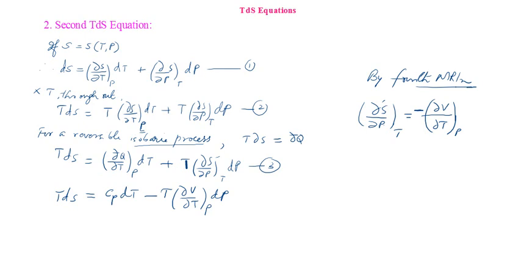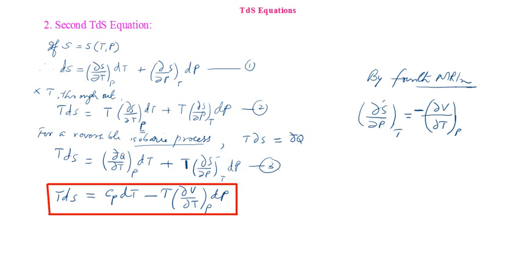So we can see that finally we have reached the equation that we were searching for. This is nothing but your second TdS equation in thermodynamics. Okay, so you can just box it. Boxing any equation means that you memorize it if you can. It'll be helping you.